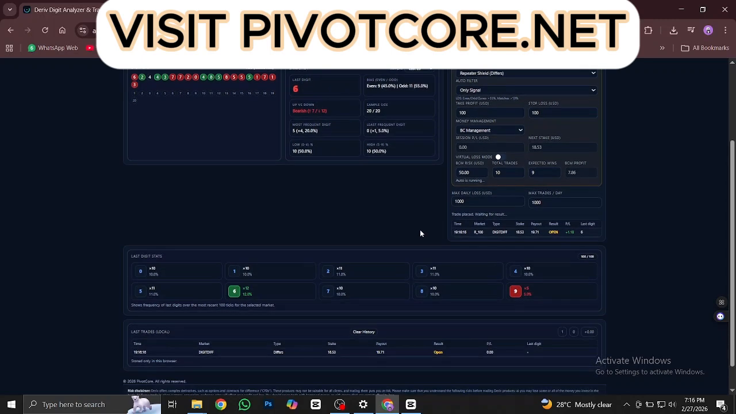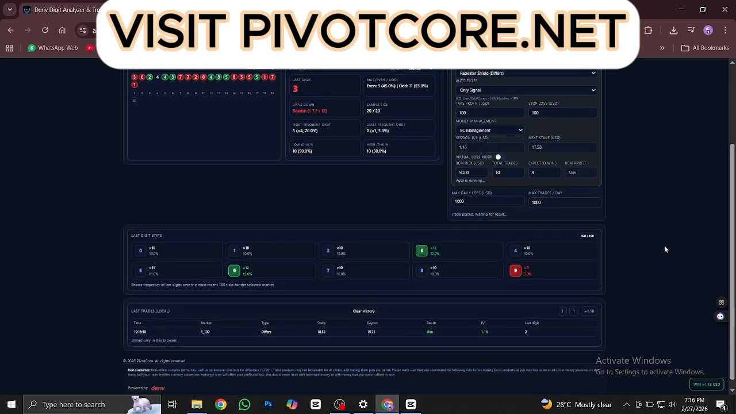Are you tired of watching your hard-earned balance disappear on Deriv because of a single emotional mistake or a split-second delay? We've all been there. The frustration of manual trading is real. But today, I'm bringing you the ultimate solution, PivotCore.net.